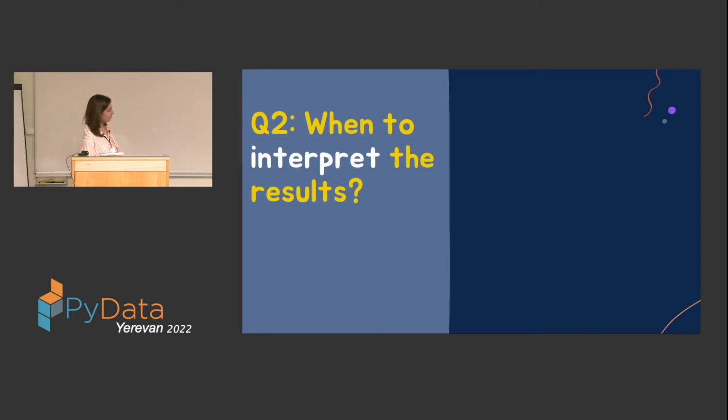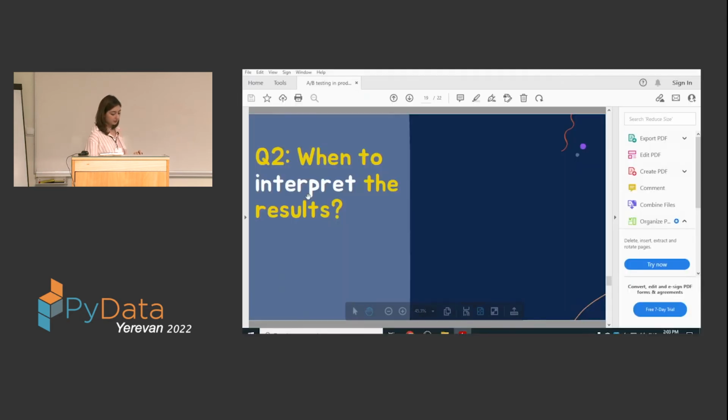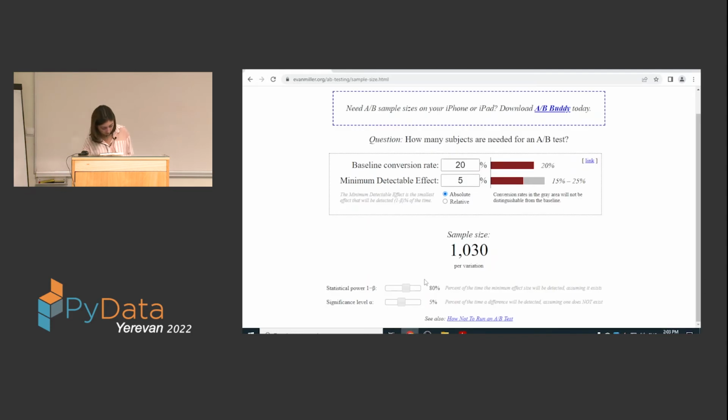So, when to interpret the results? As we were talking about alpha and beta, this is the sacrifice that we are actually willing to make to run the experimentation. So I like this calculator very much. This is Evan Miller's A/B testing calculator. This is the baseline conversion rate. For example, we have 20% conversion for this feature, and we want to see a 5% effect for our alternative hypothesis.